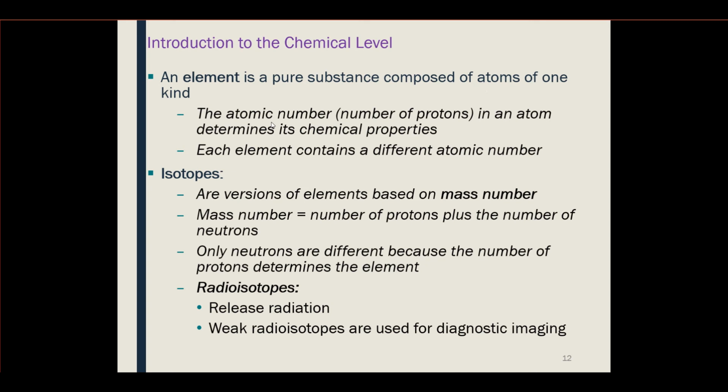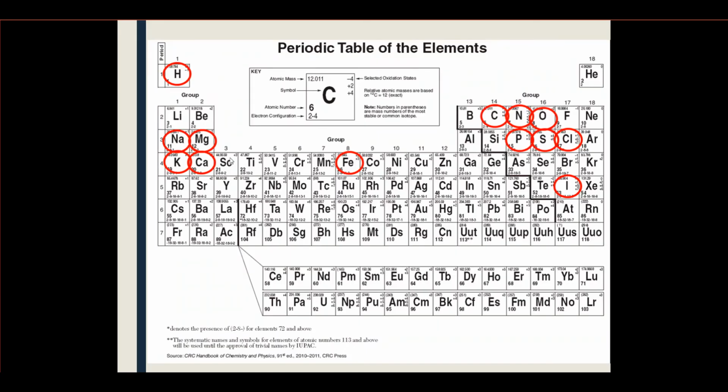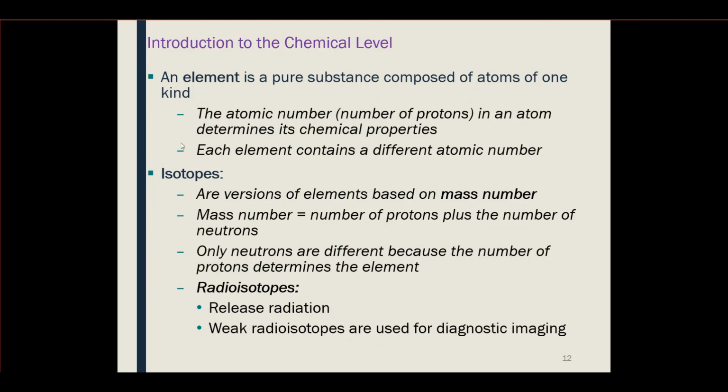Okay, the atomic number, like I said before, the number of protons in an atom determines its chemical properties. And again, if you notice, every element has a different atomic number. That means it has a different number of protons and also a different property. Okay, so that's important. And I put it here again. Each element contains a different atomic number.